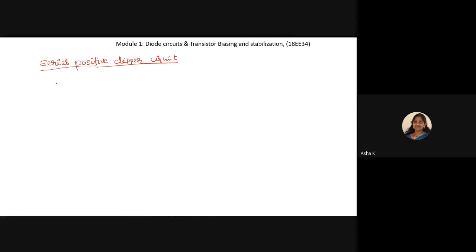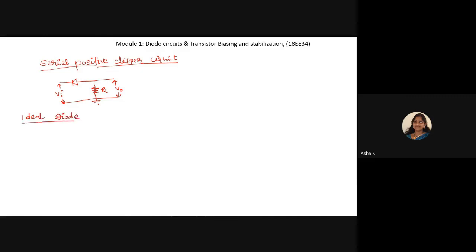Just observe the circuit here. I'll be having the cathode side first, then the anode side. A load resistance will be there here. This is the load resistance which is connected to ground. V input voltage is applied across this, and V output is measured across the load resistance RL.